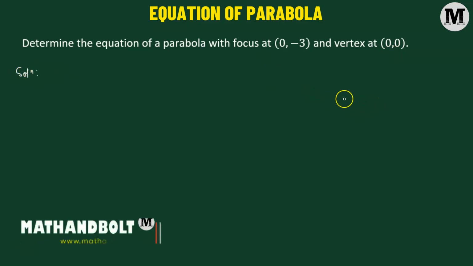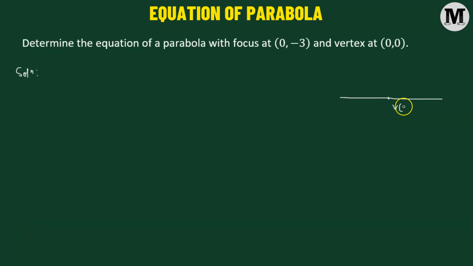We are going to consider a straight line, and on the straight line, we're going to consider 2 points. Let one point represent the vertex of the parabola, which is at (0, 0), and we have another point to the left of the vertex. Let's consider that point to be the focus of the parabola, which is at (0, -3). So this is given to us. Using this, we need to find out the equation of a parabola.